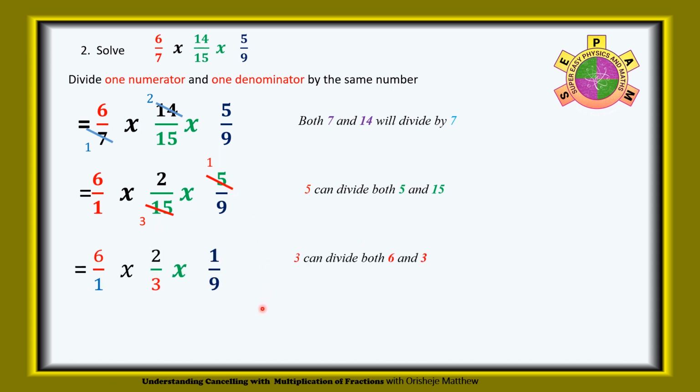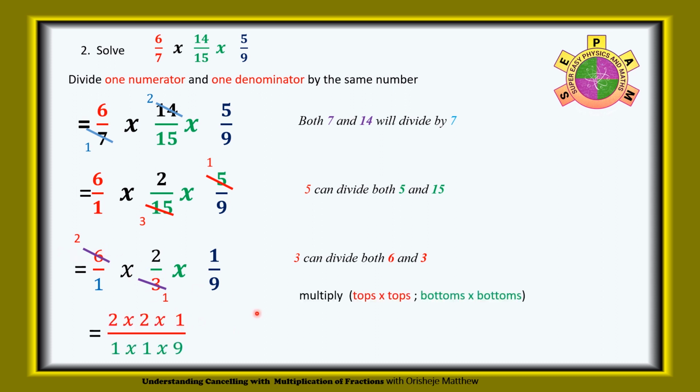So next, you have 6 and 3. One numerator 6, one denominator 3. So if 3 divide 3, 1. 3 divide 6, 2. So multiply tops and multiply bottom. So you have 4 over 9. So that is the answer.